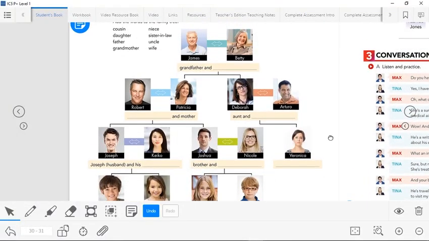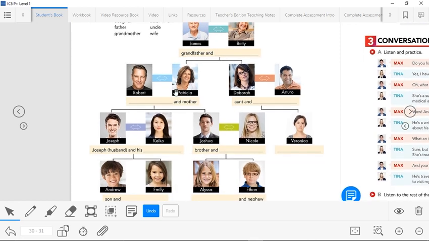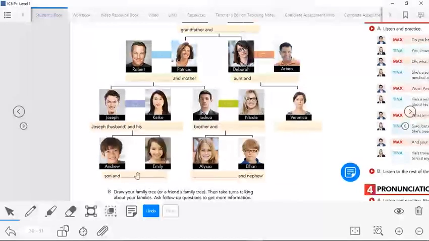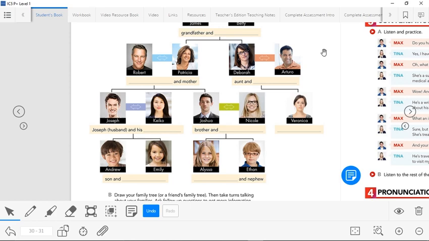You have James and Betty, who are the old ones, Robert and Patricia. Patricia is your mother, you know that, but well, it would be Robert. We have Deborah and Arturo, Joseph, Keiko, and Andrew, Emily, Joshua, Nicole, Veronica, Lisa, and Ethan. You're going to be writing the correct word for each one of them. When you finish, we continue. Okay, you finished?